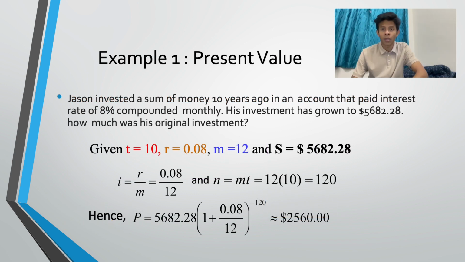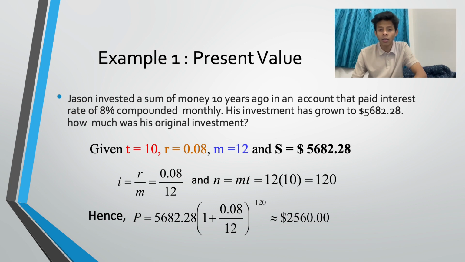For the next slide is an example of present value. Jason invested a sum of money 10 years ago in an account that paid an interest rate of 8% compounded monthly. His investment has grown to 5,682.28. How much was his original investment? Given t is equal to 10, R is equal to 0.08, m equal to 12, and S is equal to 5682.28.